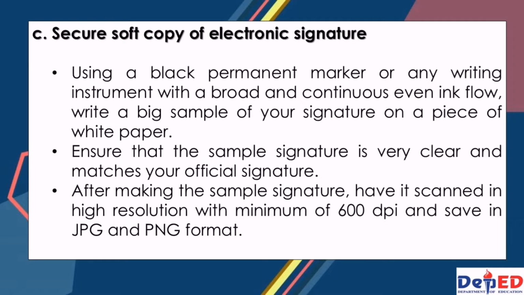First, using a black permanent marker or any writing instrument with a broad and continuous even ink flow, write a big sample of your signature on a piece of white paper. Next, ensure that the sample signature is very clear and matches your official signature. Last one, after making the sample signature, have it scanned in high resolution with a minimum of 600 dpi and save in JPEG or PNG format.